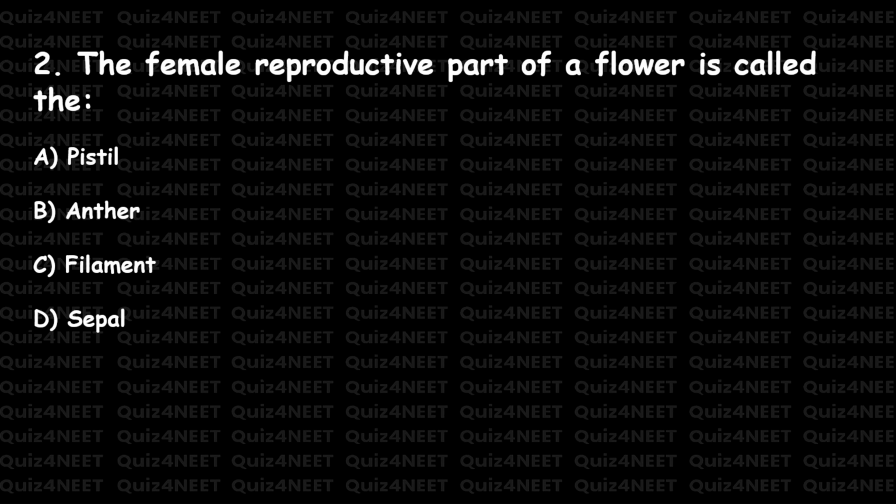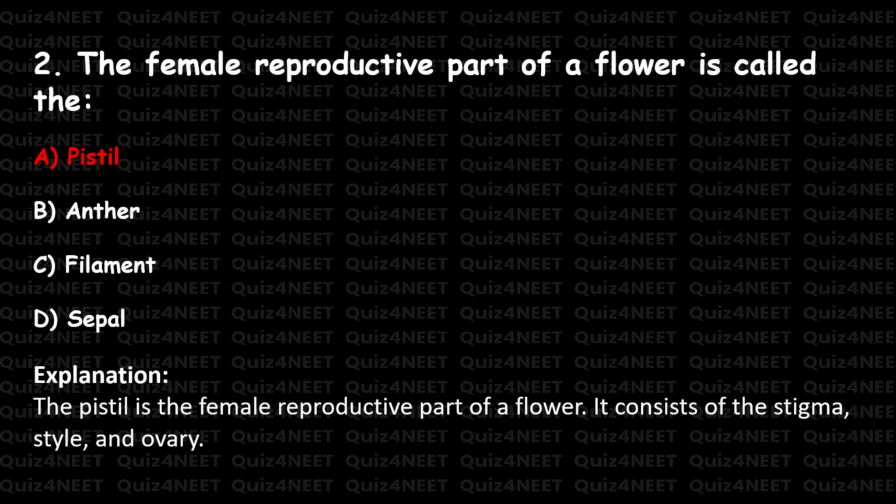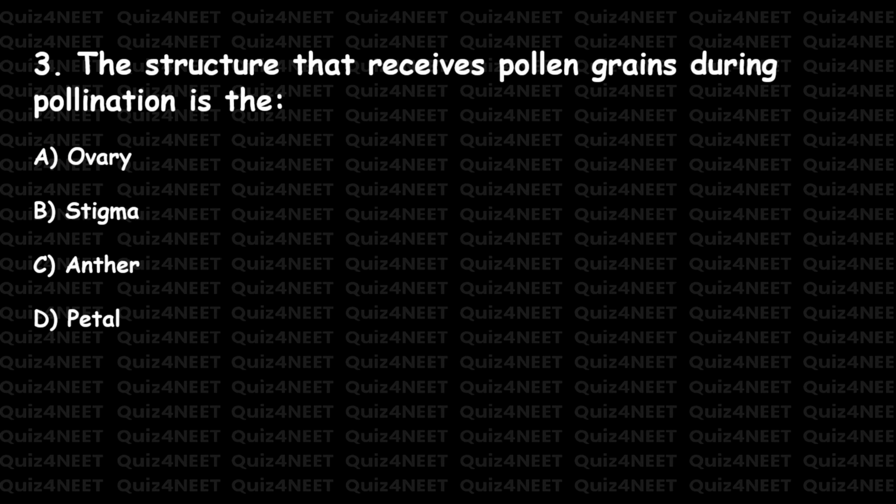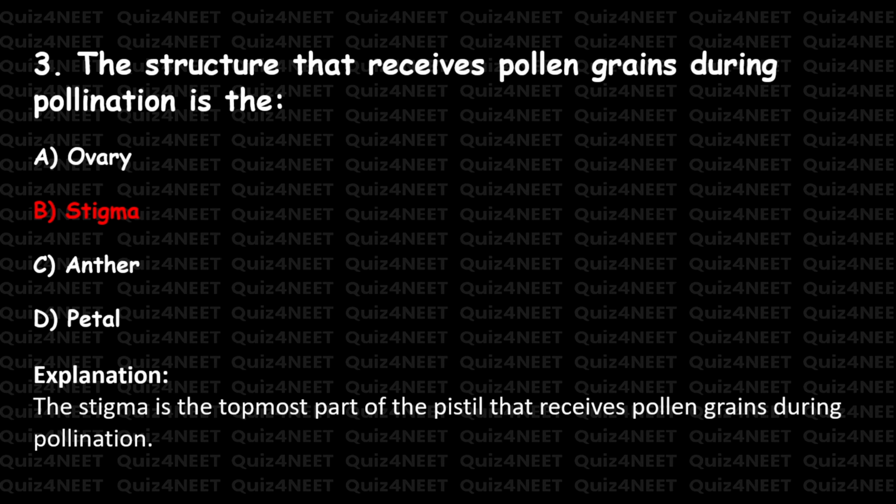2. The female reproductive part of a flower is called the A. Pistil, B. Anther, C. Filament, D. Sepal. Explanation. The pistil is the female reproductive part of a flower. It consists of the stigma, style, and ovary. 3. The structure that receives pollen grains during pollination is the A. Anther, B. Stigma, C. Petal, D. Filament. Right answer, B. Stigma. Explanation. The stigma is the topmost part of the pistil that receives pollen grains during pollination.